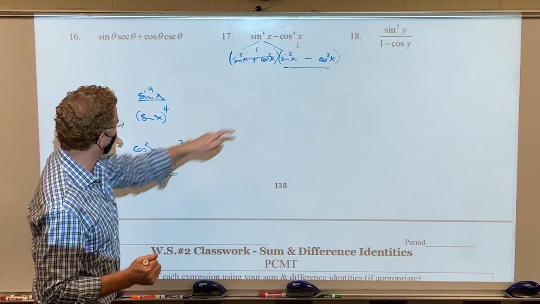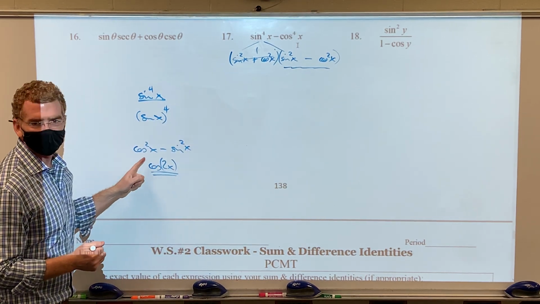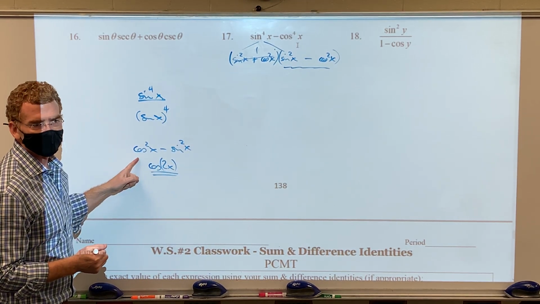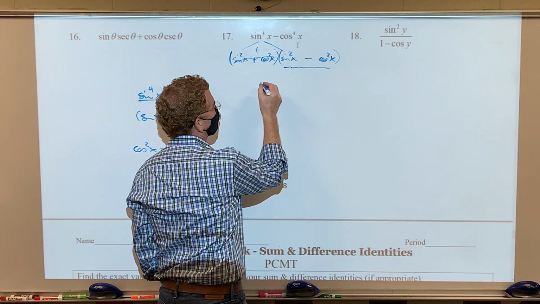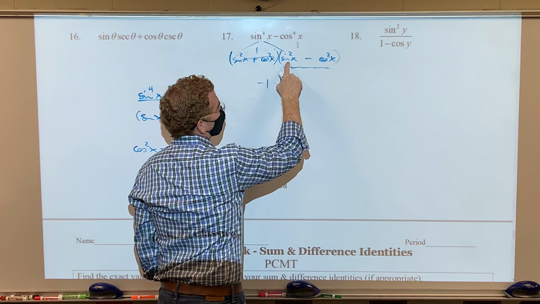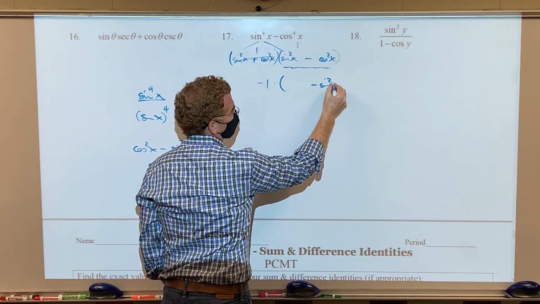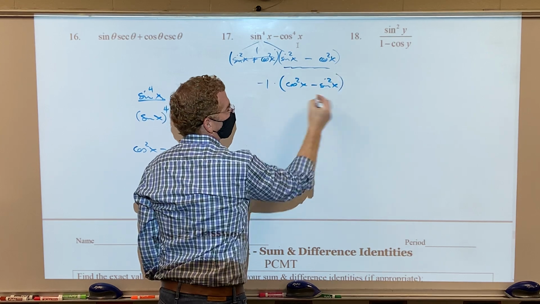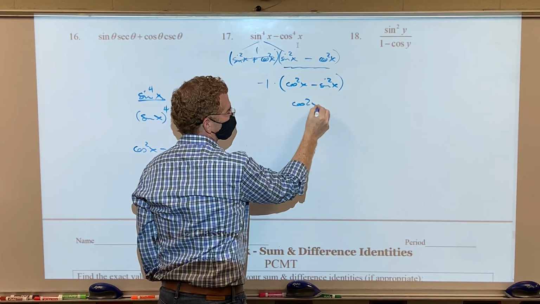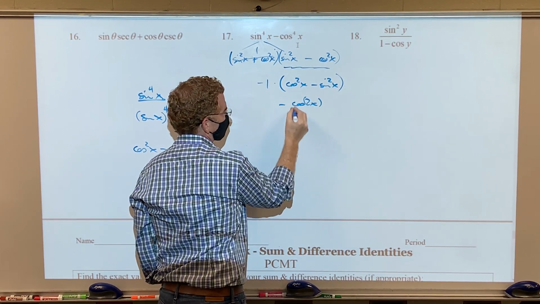So this, to make it look like this, what would I have to do? To make that part, take out a negative? So if I factored a -1 out of this, that becomes a negative sine squared. I can put it at the end. That becomes a positive cosine squared. And now that looks like a double angle cosine identity with a -1 out front.